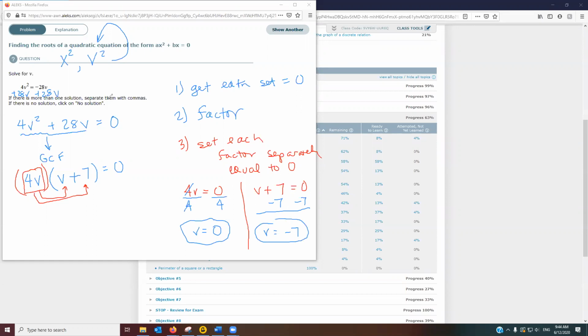By the way, notice Alex says separate your answer with commas. So in the answer box, you would enter 0, negative 7. Again, if you wanted to check these answers, you could substitute these answers back in the starting equation and confirm that you get a valid equation as a result.